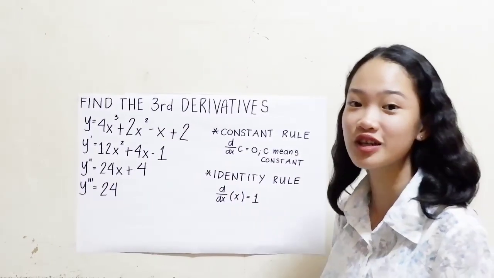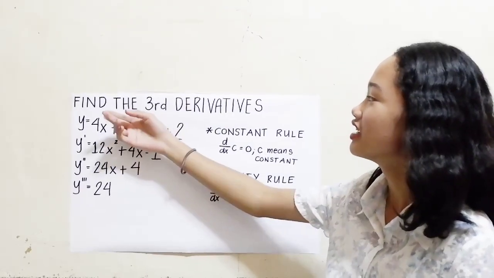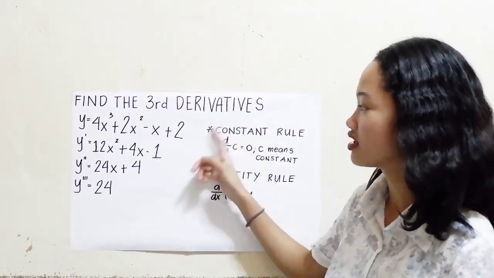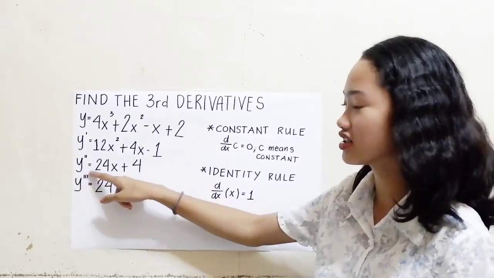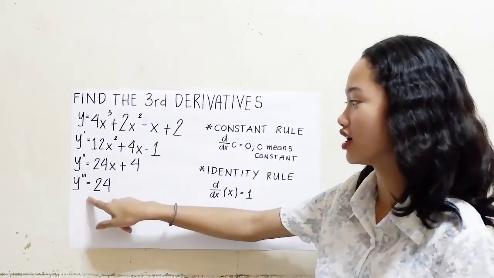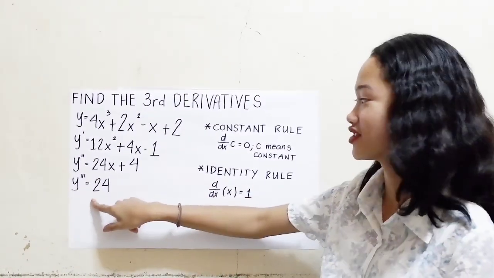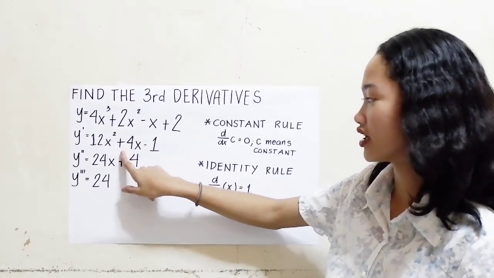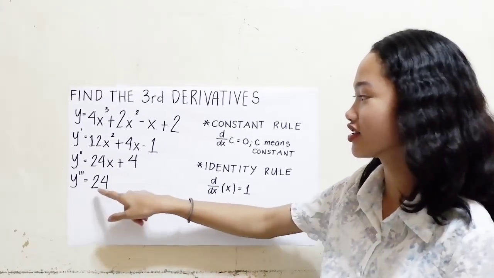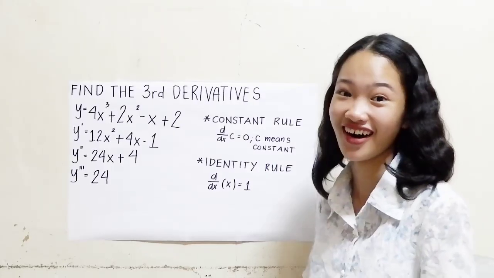Since our main objective is to find the third derivative, we use the second derivative in order to come up with the third derivative. So, 24 times 1 is equal to 24. So, that's why our third derivative is 24.